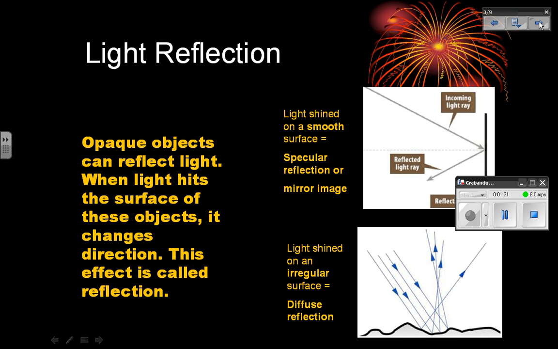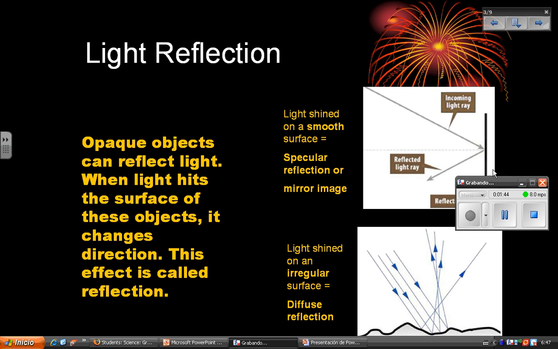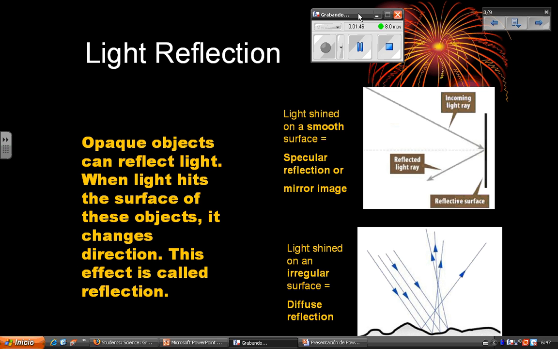Next, we're going to talk about light reflection, which is one of the effects that light has. Opaque objects can reflect light. When light hits the surface of these objects, it changes direction. This effect is called reflection. We studied 2 different types of reflection. The first type is when light is shined on a smooth surface. That's called specular reflection, and it causes a mirror image.